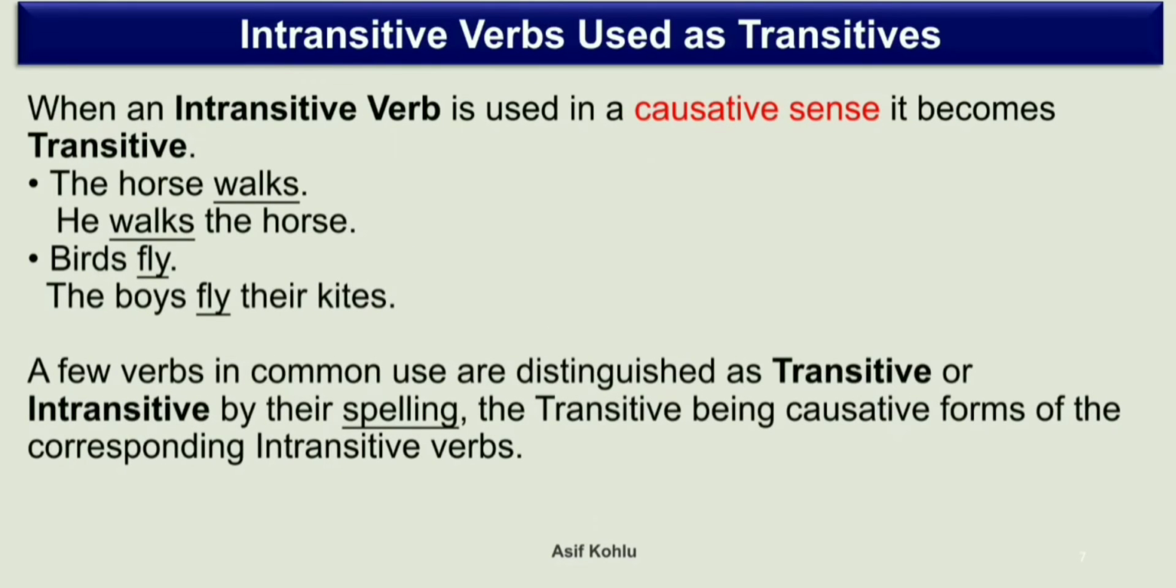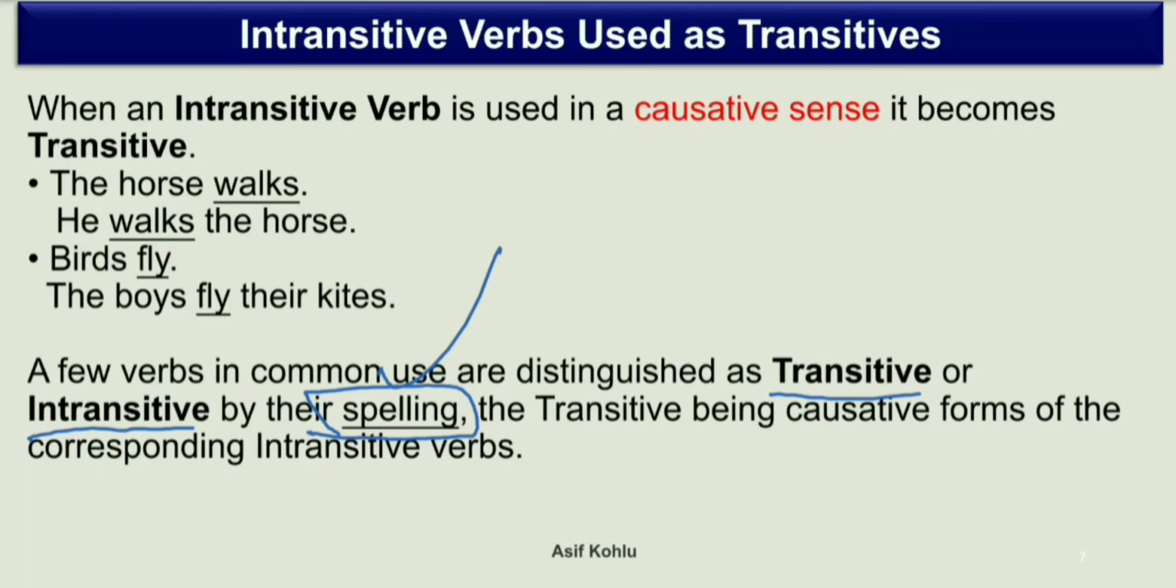And here's the explanation. A few verbs in common use are distinguished as transitive or intransitive by their spelling. Here, when transitive or intransitive verbs can be distinguished by their spelling, it means we may easily identify whether the verb is used as transitive or intransitive only by its spelling, the transitive being the causative form of the corresponding intransitive verb.